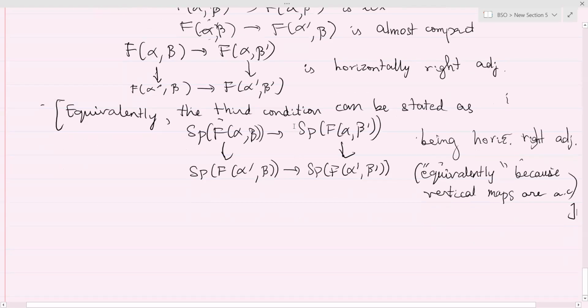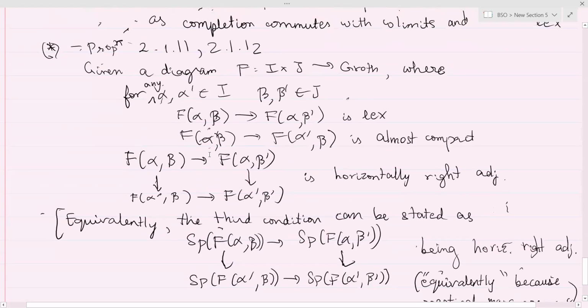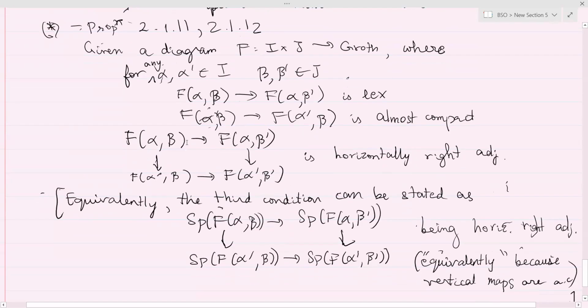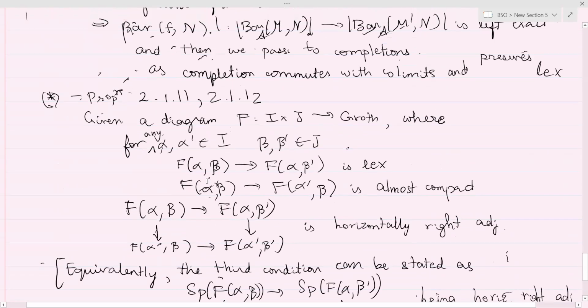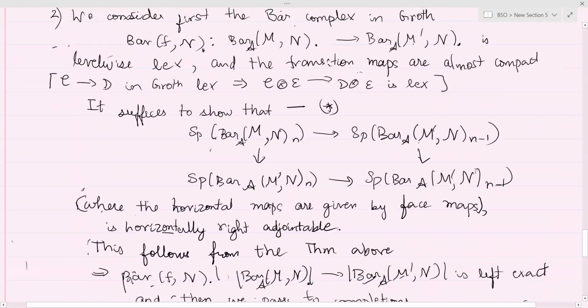So either way, these two propositions are what we need, because in our case, I has two objects, so f of I will be either m or m prime, and j is the delta up here. So whenever we have that, these squares are horizontally right adjointable.